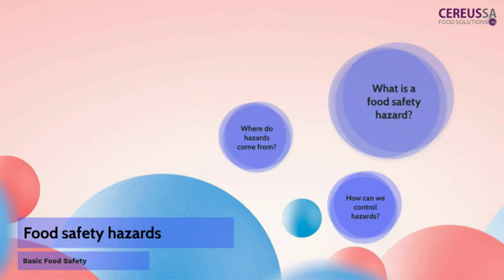Today we will be looking at food safety hazards, and we will be asking three questions. Firstly, what is a food safety hazard? Secondly, where do hazards come from, and how can we control hazards? Remember to complete the quiz and fill out the training register as proof of training once you have listened to the presentation.